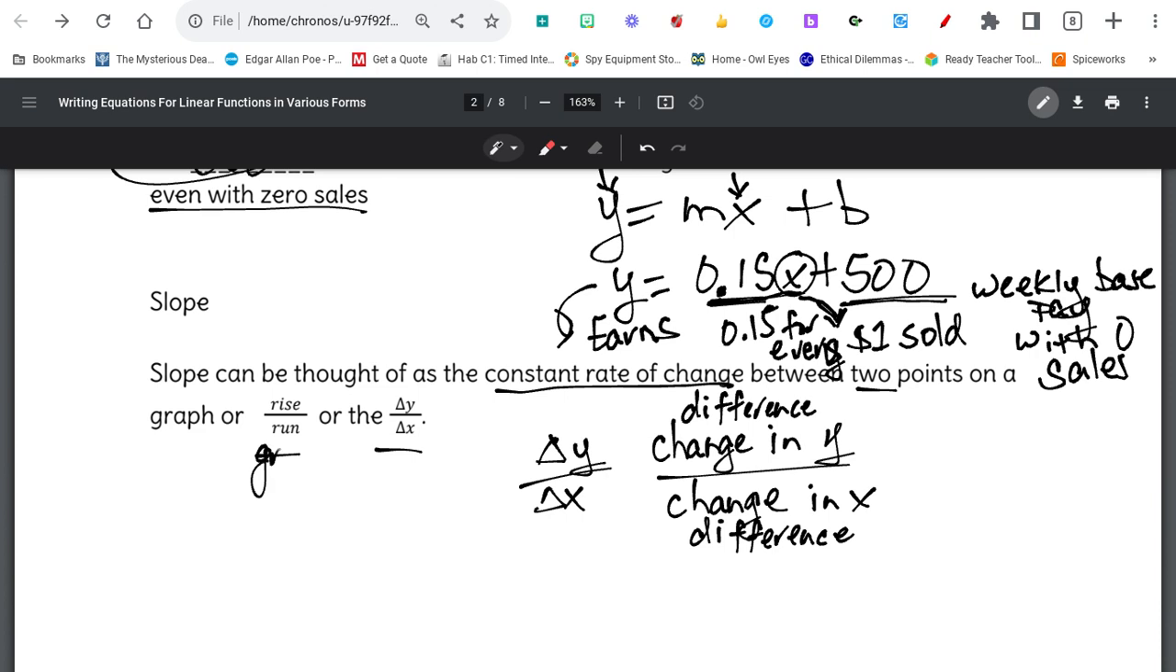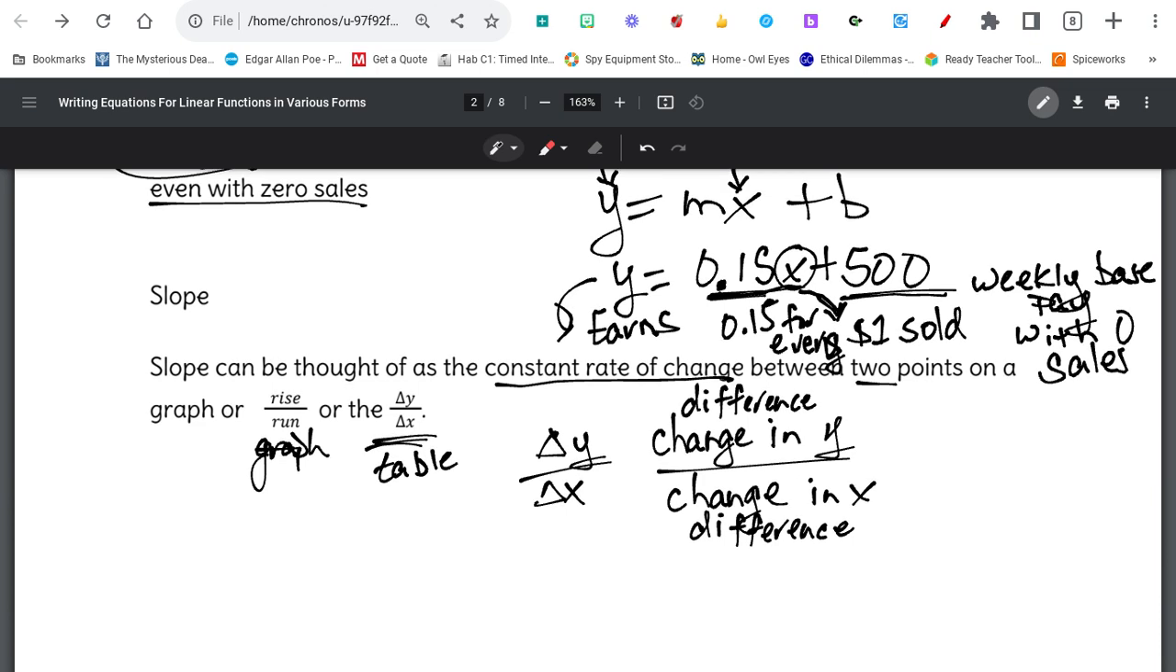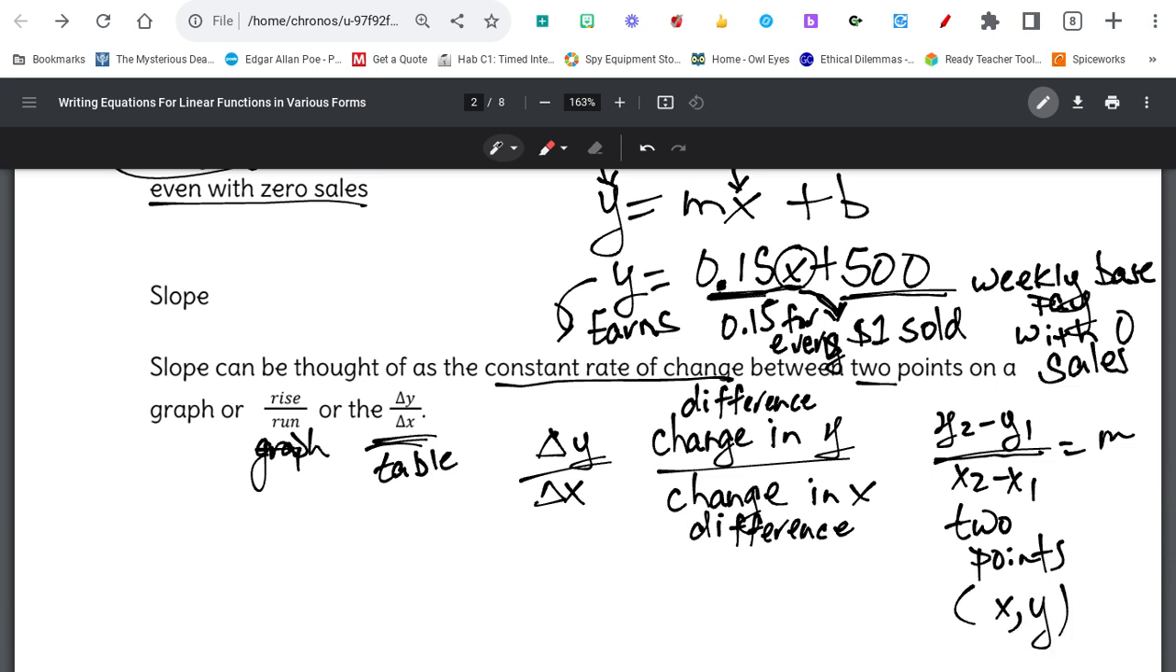And this is specifically with a graph. Rise over run, you worry about that when you get to a graph. This I want you to use when you have a table of values. And there's another formula that you can use. Slope is y sub 2 minus y sub 1 divided by x sub 2 minus x sub 1. And slope, we denote it with the letter m. But this formula you can use when you have 2 points.